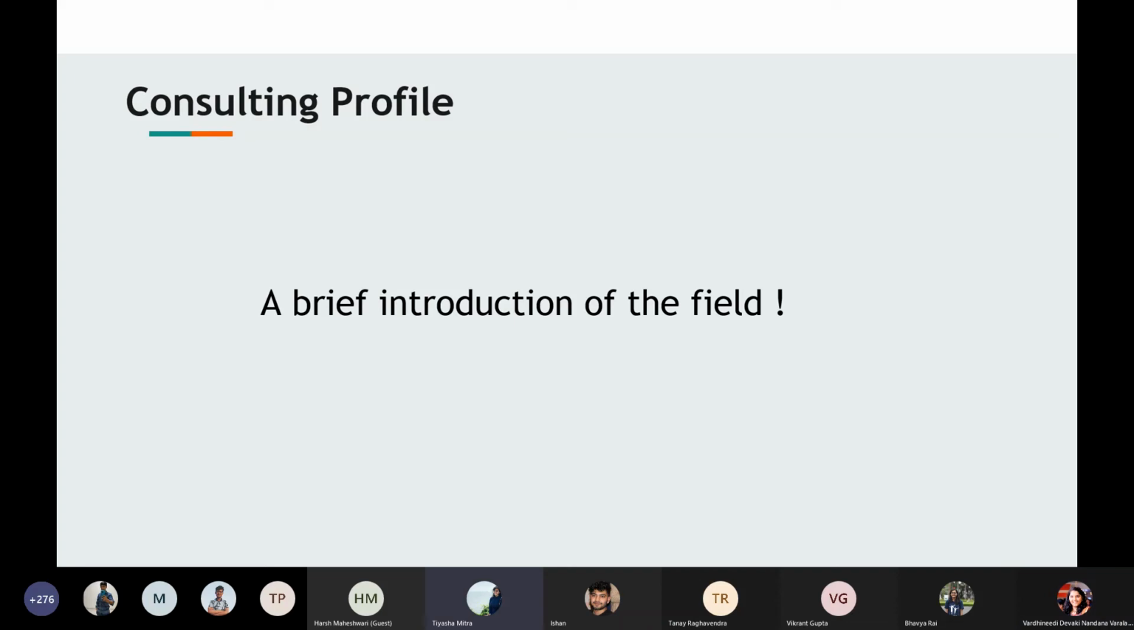Sure. I'll just give a very brief introduction of the field of consulting. Consulting is essentially problem solving. In the different sectors, for example, when Tanay mentioned FMCG, or when Vikrant was talking about the finance sector, you try to solve different problems for the different companies, and you're hired by these companies to solve these problems for them. That is essentially what consulting is in layman's language.